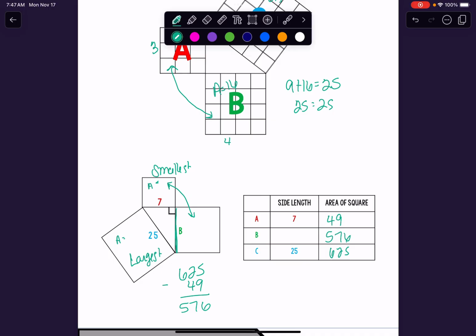576. Now, that's giving me the area. I don't want the area of it. I want the side length of it. So just like we've been practicing about how if I'm given the area and to find the side length, I'm going to have to take the square root of 576, which gives me 24. So I know the missing side would be 24.